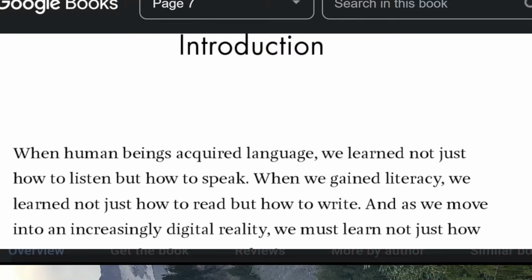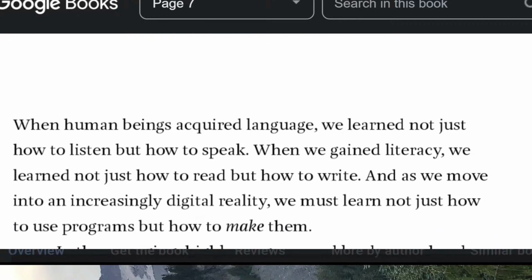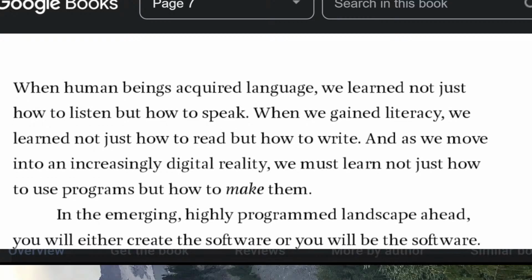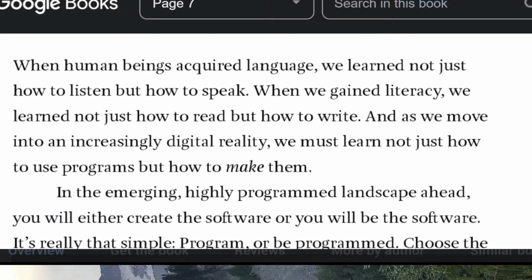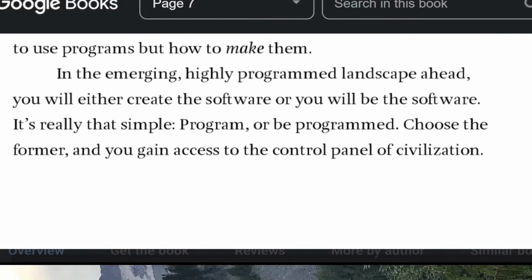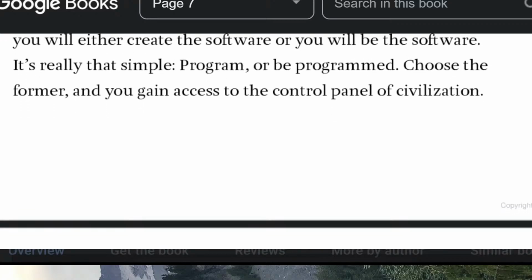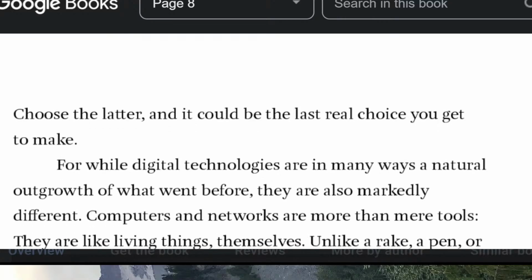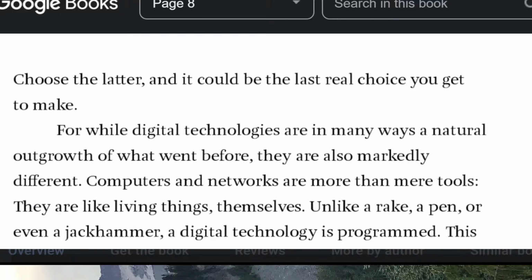Okay, introduction. When human beings acquired language, we learned not just how to listen, but how to speak. When we gained literacy, we learned not just how to read, but how to write. And as we move into an increasingly digital reality, we must learn not just how to use programs, but how to make them. In the emerging, highly programmed landscape ahead, we will either create the software or we will be the software. It's really that simple. Program or be programmed. Choose the former and you gain access to the control panel of civilization. Choose the latter and it could be the last real choice you get to make.